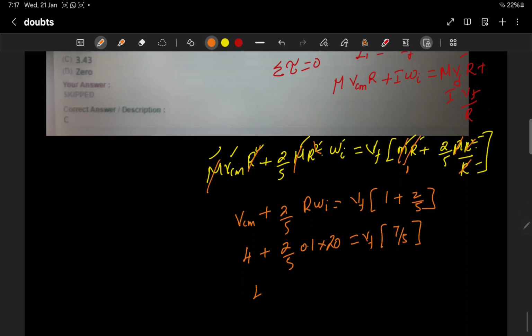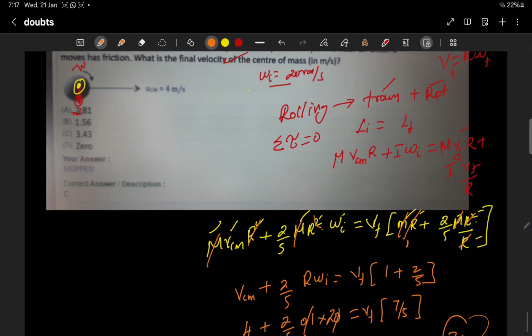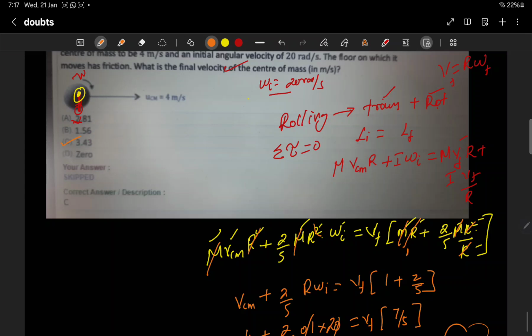So here this is 4 plus, this is 2 into 2, 4 by 5, equal to Vf into 7 by 5. 4 plus 4 by 5, what will we get? It is equal to 24 by 5, which is equal to Vf into 7 by 5. The 5 cancels, so 24 by 7 is the answer. 7 threes are 21, so we get 3 point something. So 3 point something, option C only is the answer.